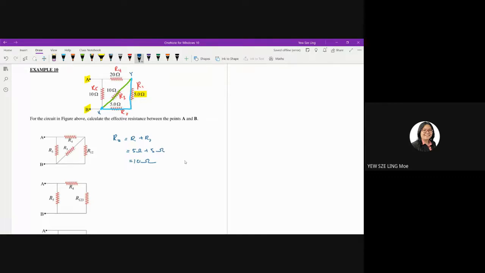And I cannot call it R effective because I still have a lot of resistors in the circuit. It is not the last resistor yet. So I give it a name, R12. So what am I going to do next?